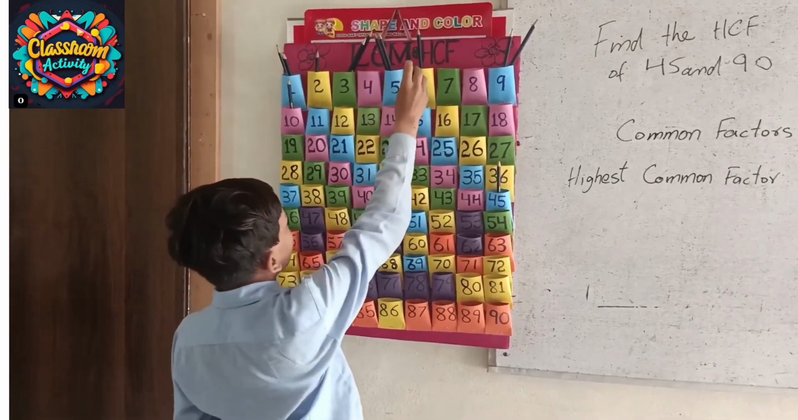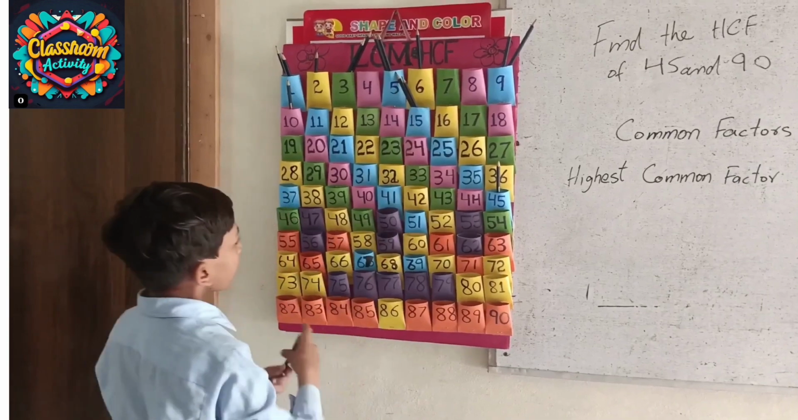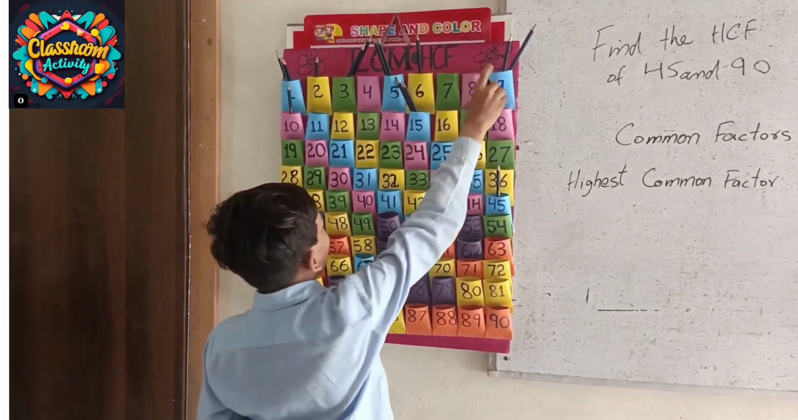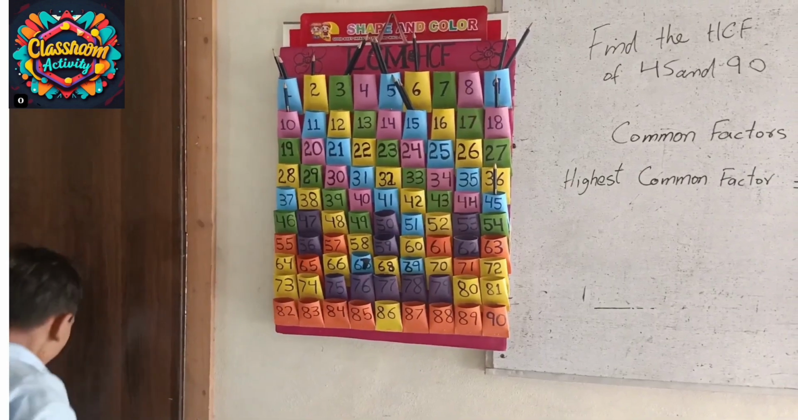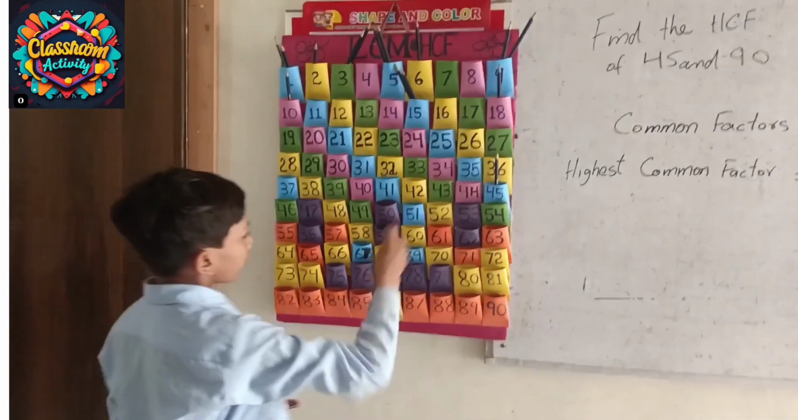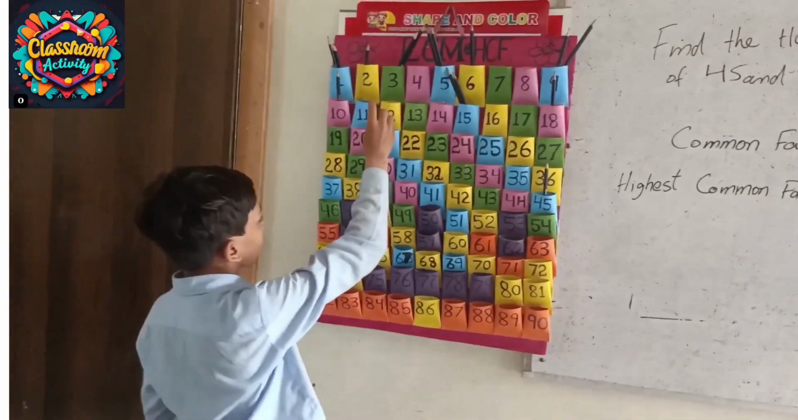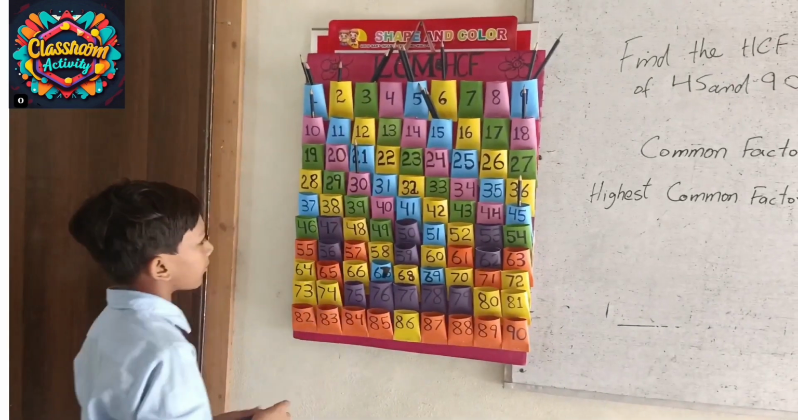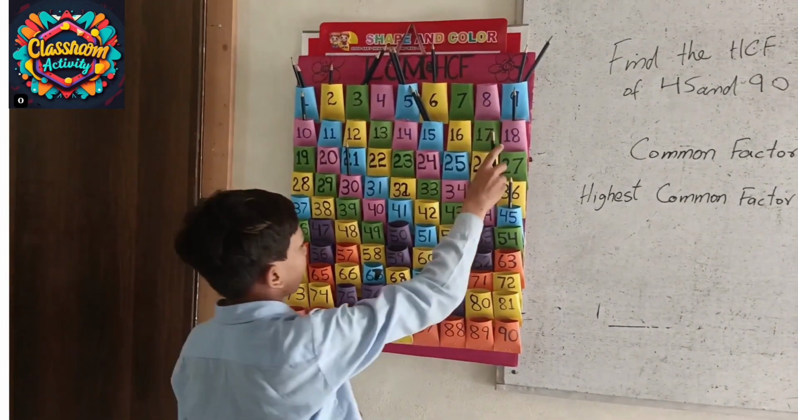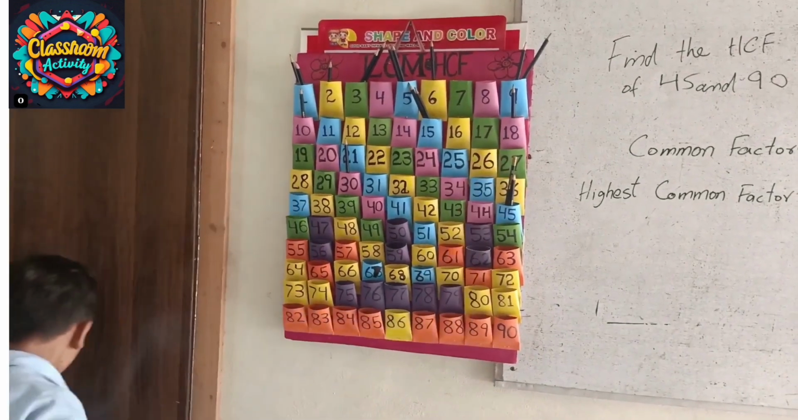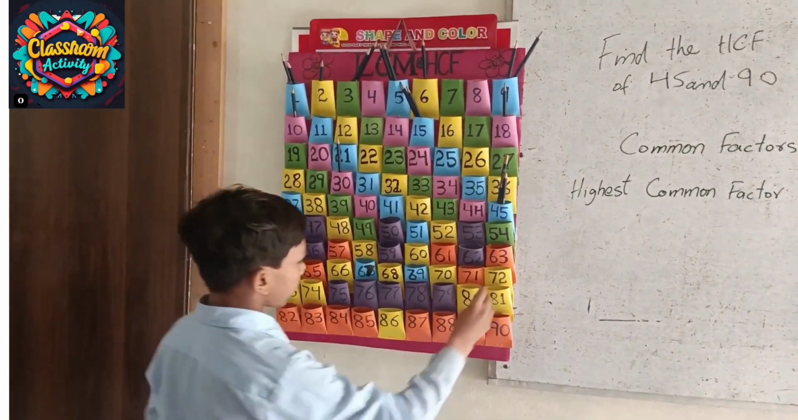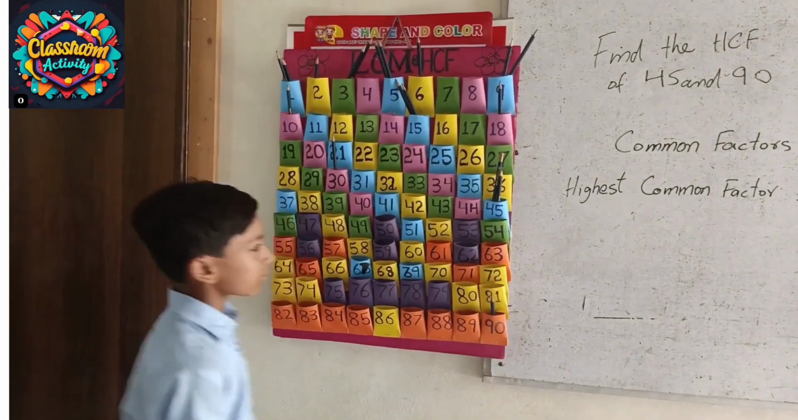15 is a factor of 90. 18 is a factor of 90. 30 is a factor of 90. 45 is a factor of 90. 90 is a factor of 90.